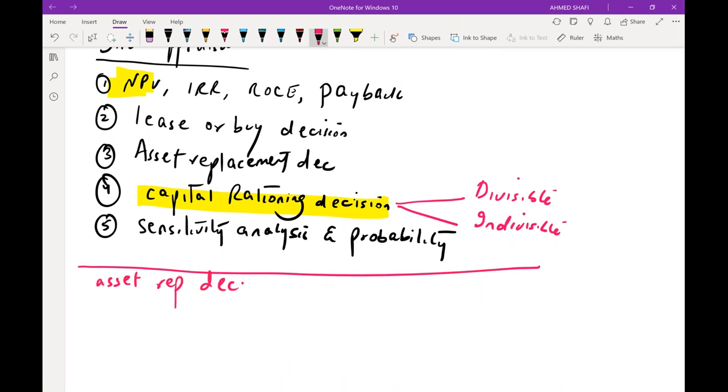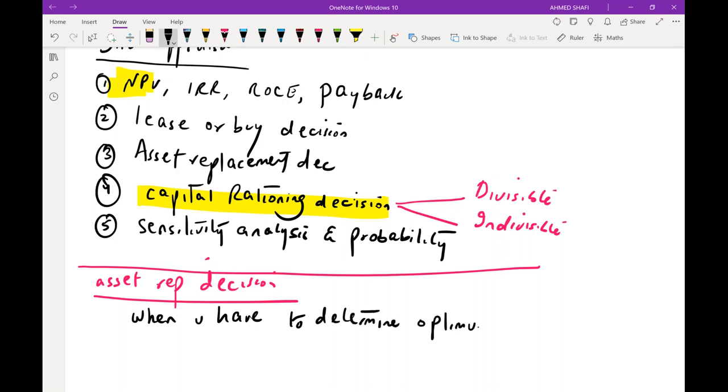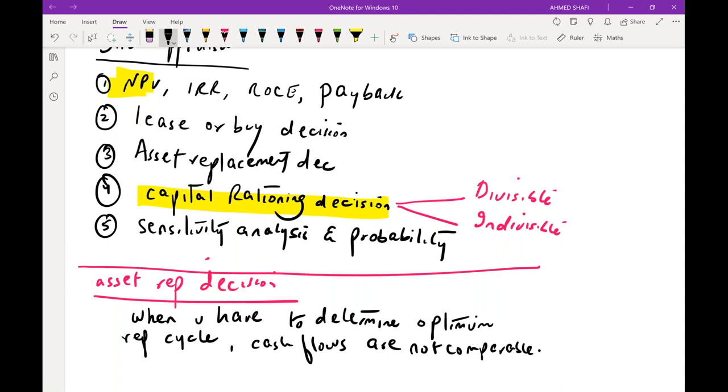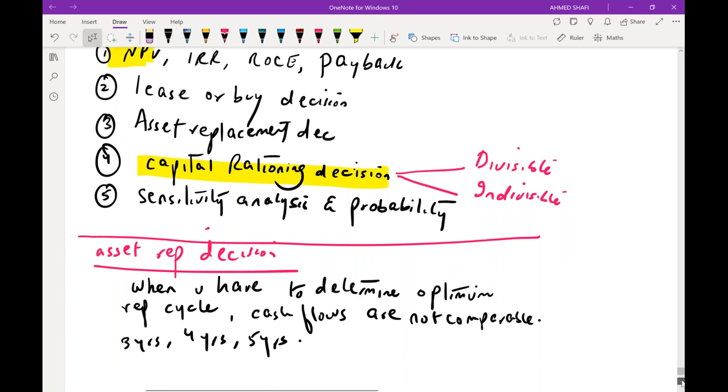In an APSET replacement decision, what are students taught? That when you have to determine the optimum replacement cycle, cash flows are not comparable. Not comparable means what is the issue? You are thinking to replace every 3 years, 4 years, 5 years, so cash flows won't be comparable, because 3 years, 4 years, 5 years all have different lengths. One is of 3 years, one is of 4 years, one is of 5 years. So when cash flows are of different lengths, they are not comparable.